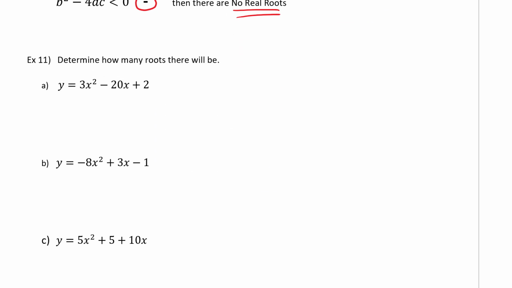I'd like you now to try example 11 on your own. To do this, sub those values into the discriminant and tell me how many solutions there will be. Try that now. Let's take this up.